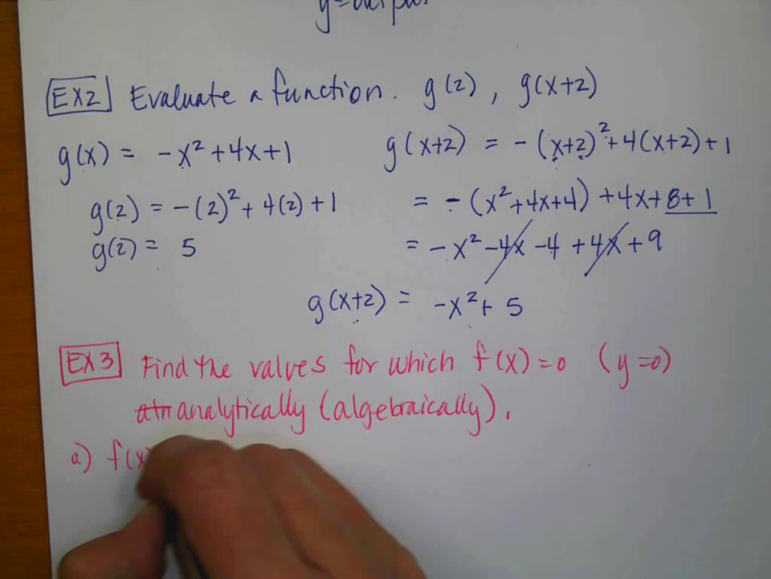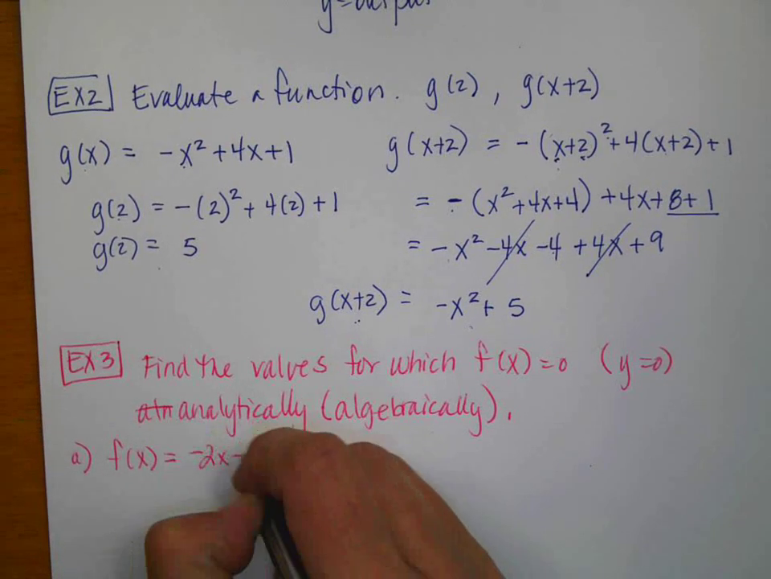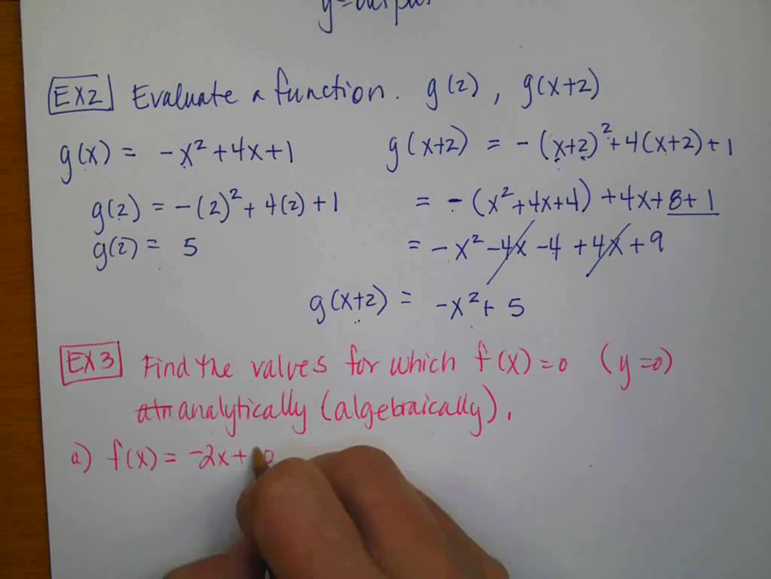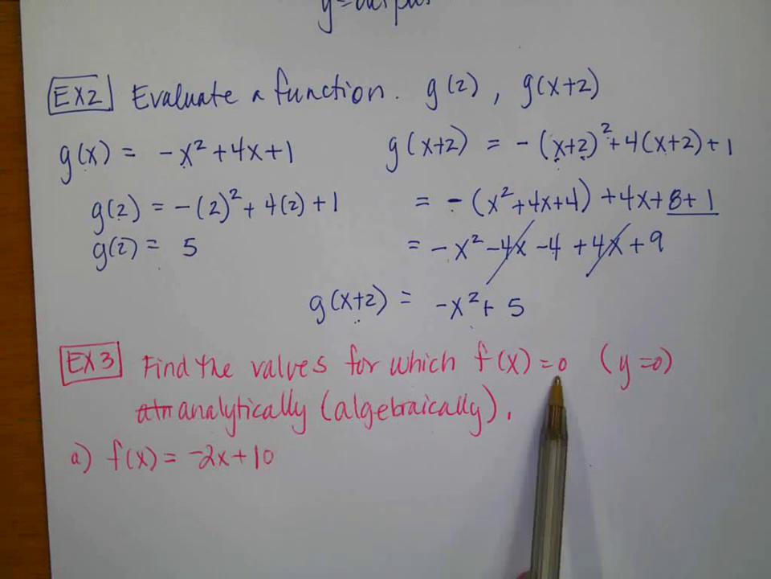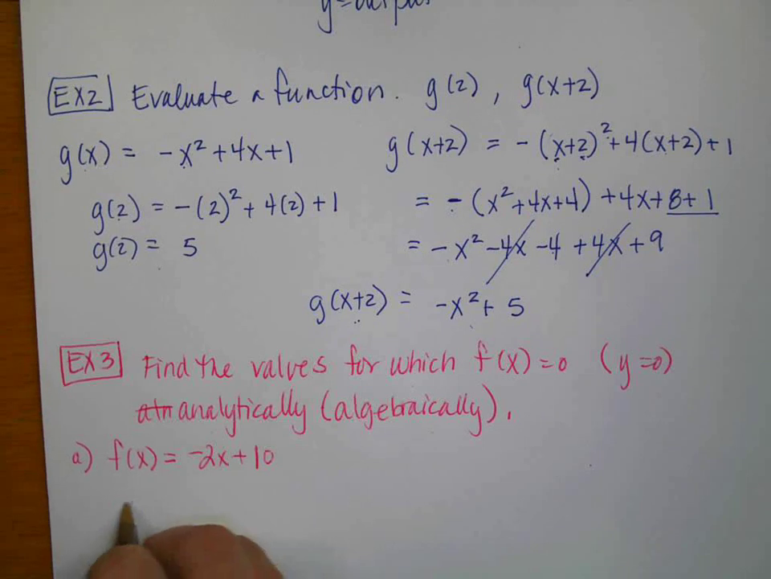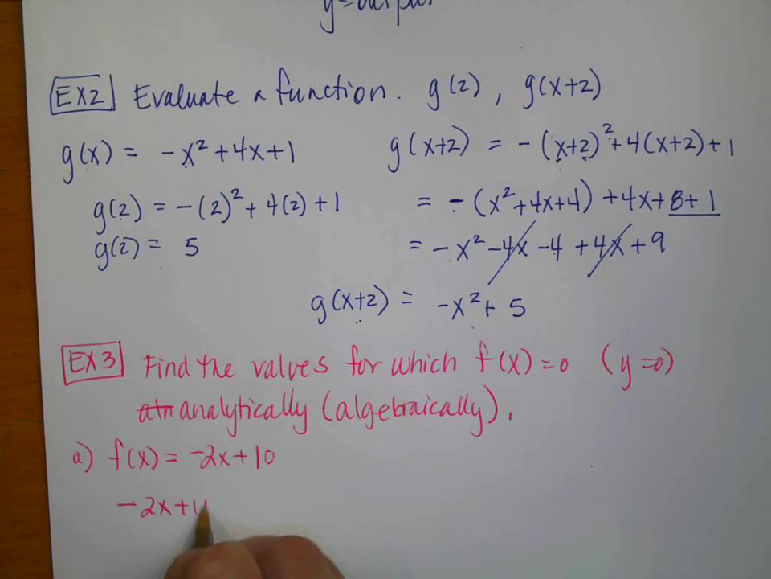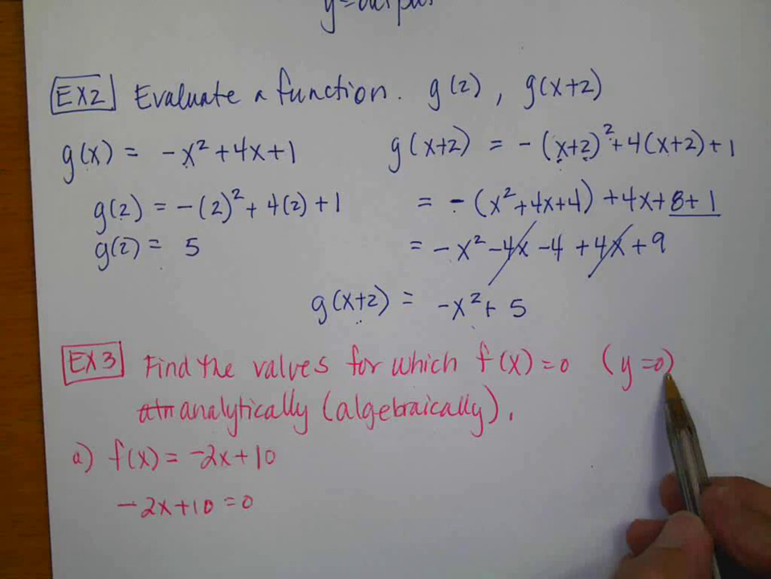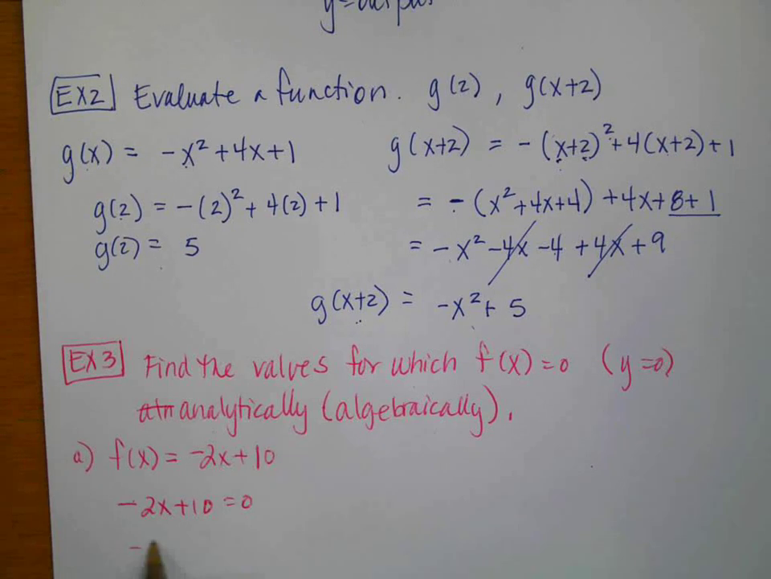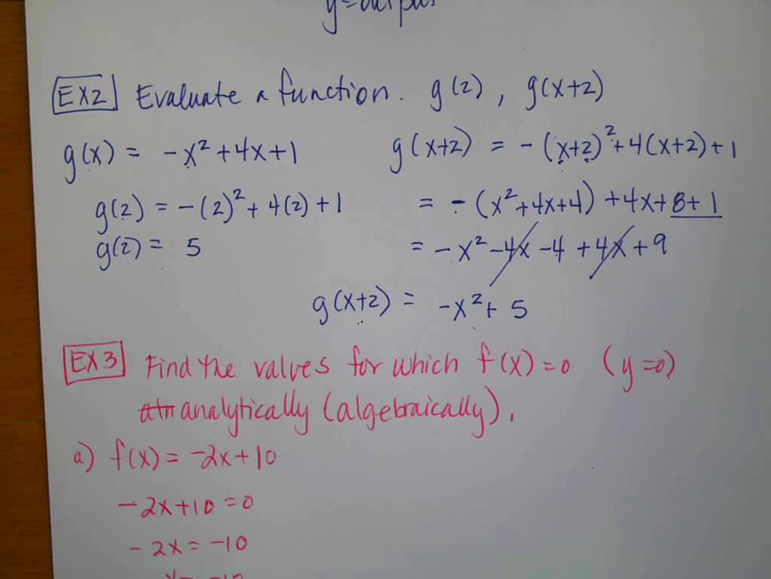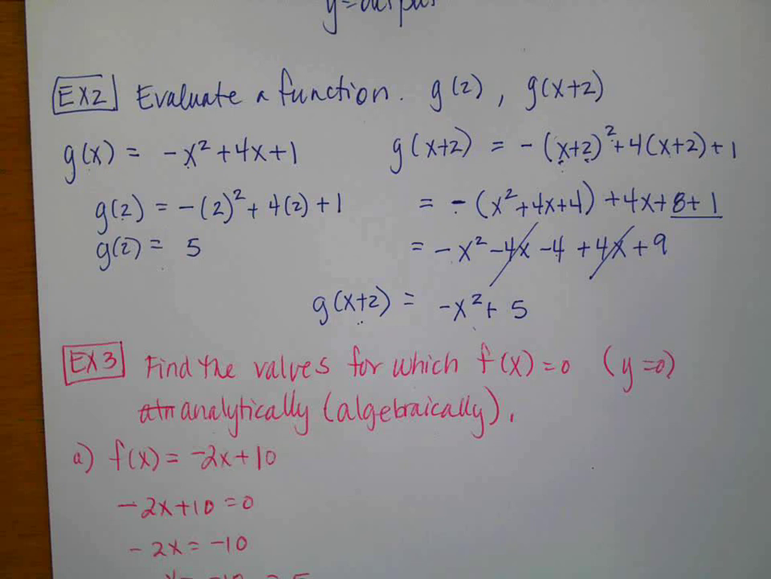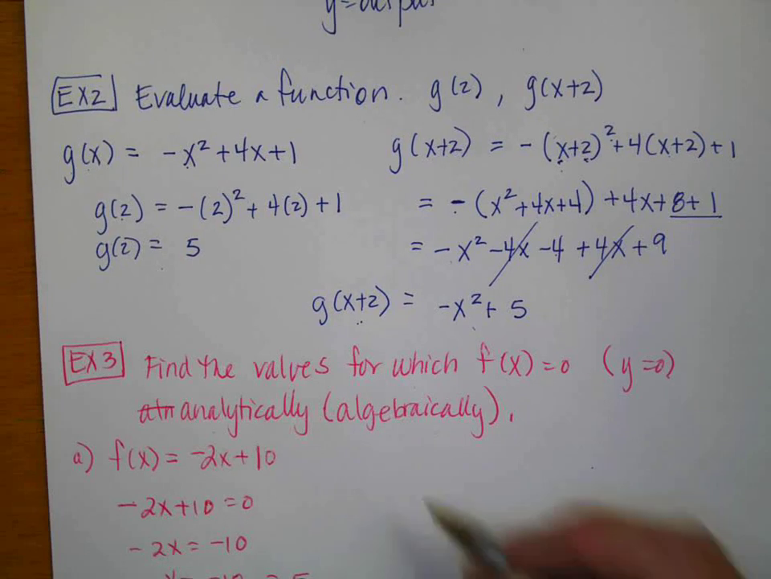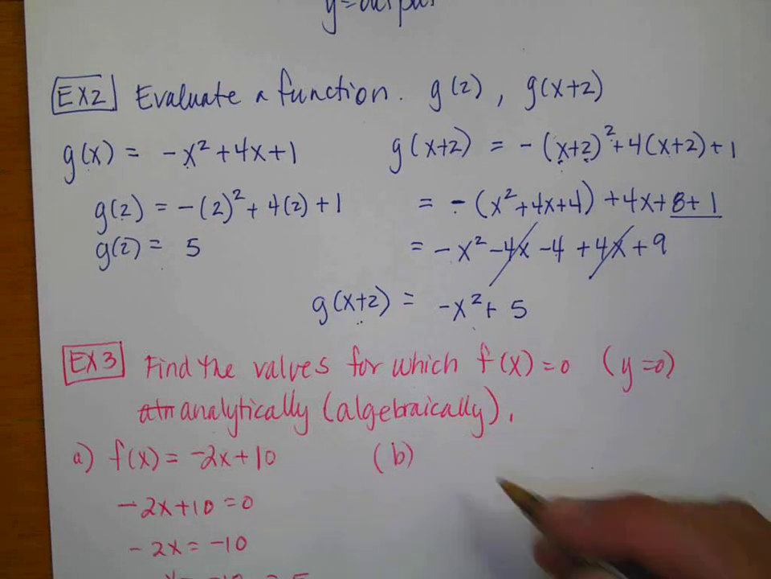So the first one is going to be f of x is equal to negative 2x plus 10. And the problem said find the values for which f of x is equal to 0. So I'm going to say negative 2x plus 10 is equal to 0 because that's what we're actually doing. Negative 2x is negative 10. X is negative 10 divided by negative 2, which is 5. So I'm going to write x is 5 for my first one.